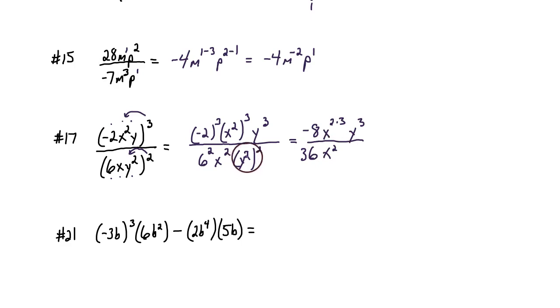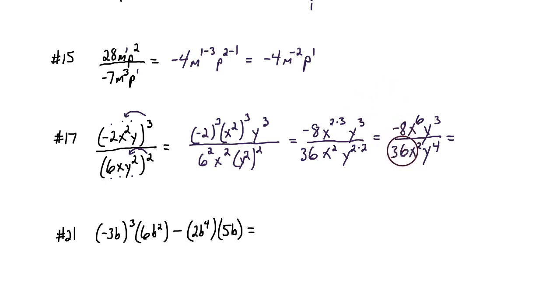Then we have y squared to the second power. That is y to the 2 times 2 power. Let's simplify further. In the top we have negative 8 x to the 6th y to the 3rd. In the denominator we have 36 x squared y to the 4th.